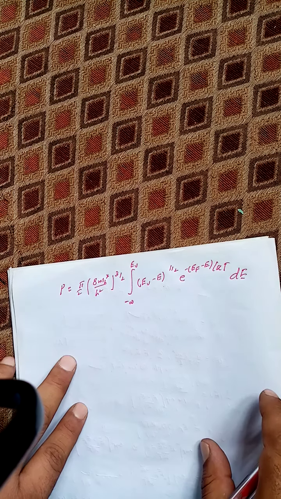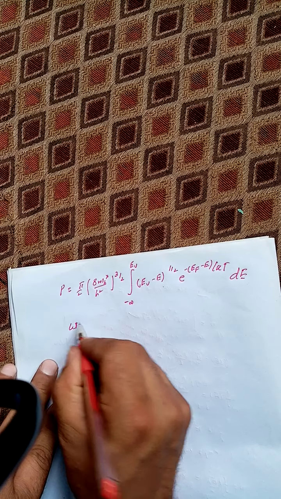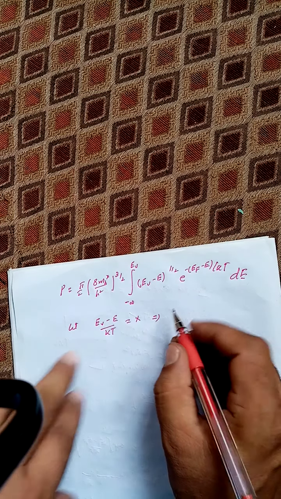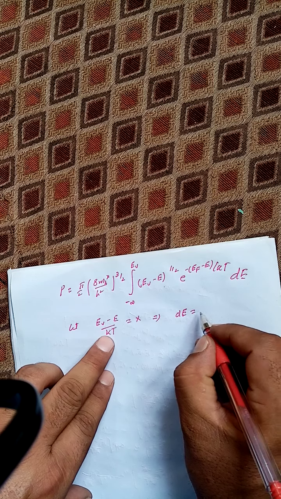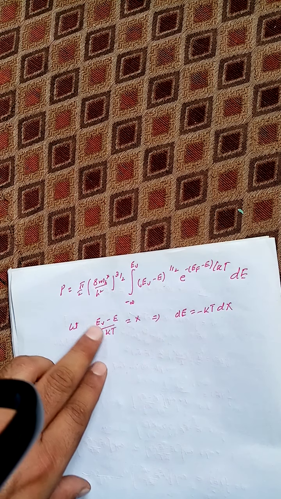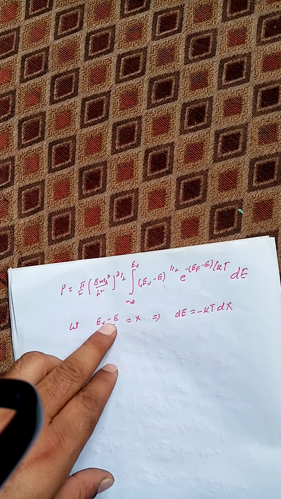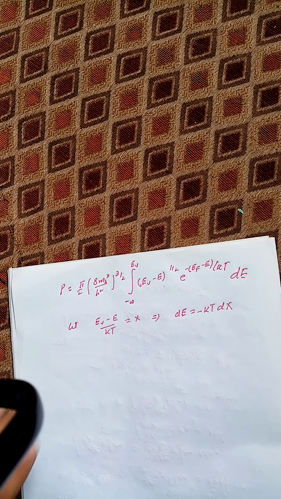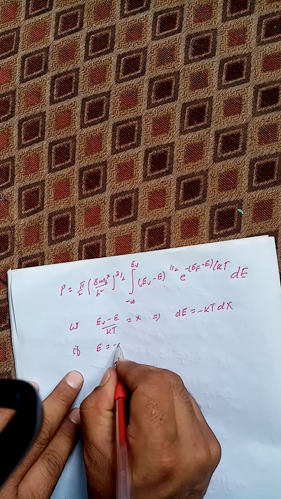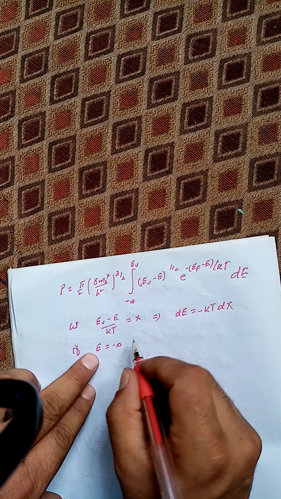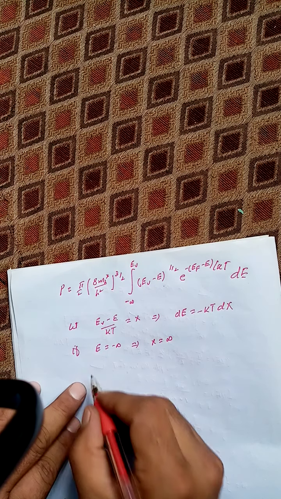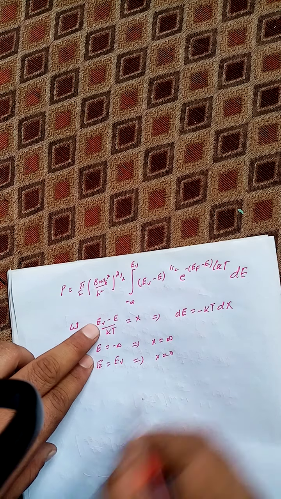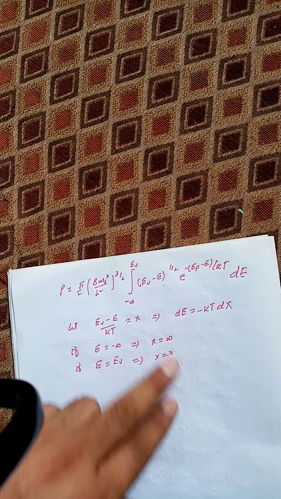Now I will use a substitution here. Let (EV minus E) over kT be equal to x. This implies that dE is equal to minus kT into dx, because kT is constant, so the differential falls on this factor. There is a negative sign, and the kT in the denominator I bring to this side. Now if E is equal to minus infinity, we get x equal to infinity. And if E is equal to EV, we get x equal to 0. So the limit of the integration is from infinity to 0.